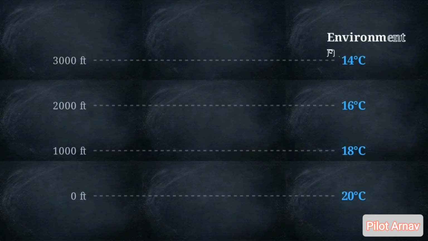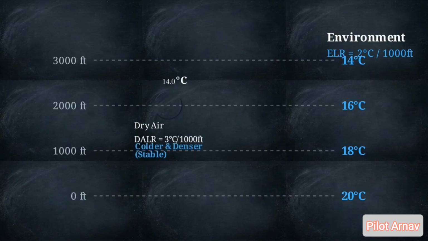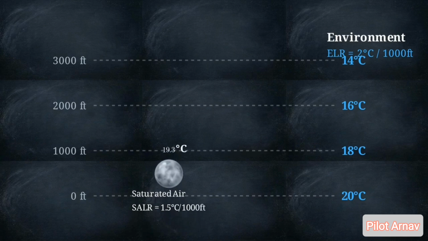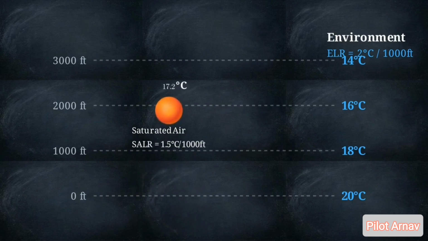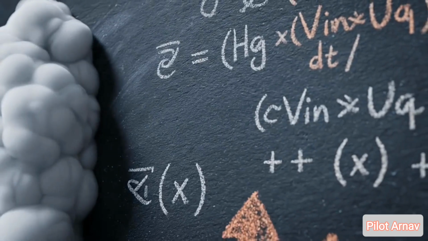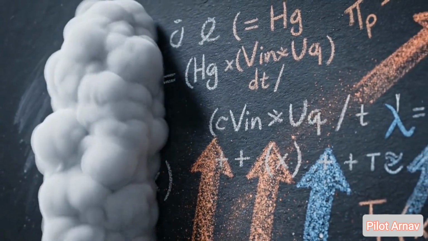Take an environment with an ELR of exactly 2 degrees Celsius per 1,000 feet. The dry parcel cools at 3 degrees, which is faster than the 2-degree environment. It becomes denser and sinks. In this environment, a dry air mass will stabilize, but a saturated parcel behaves differently. The saturated parcel cools at just 1.5 degrees. This is slower than the 2-degree environment. Under these exact conditions, the saturated air mass remains warmer than the environment, and it continues to rise.